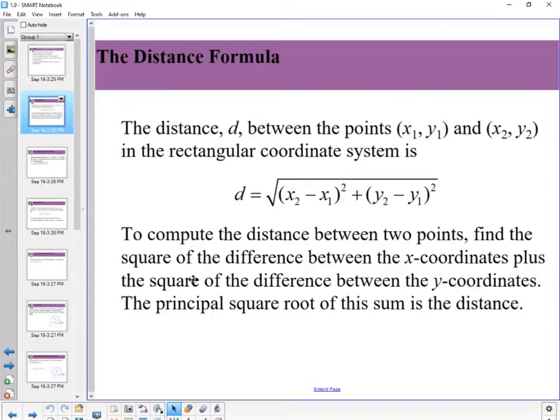So, if you're the person that likes a formula and wants to plug values in, there you go. There's your formula. Any questions on this formula? Okay?